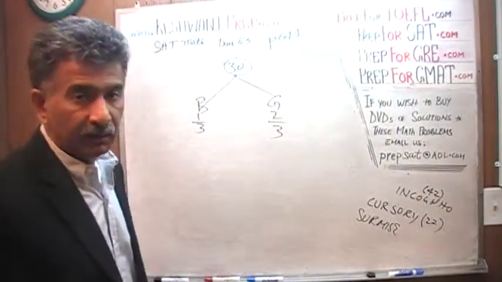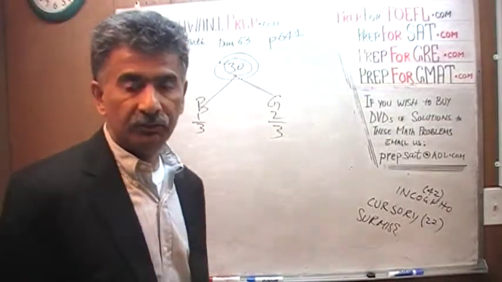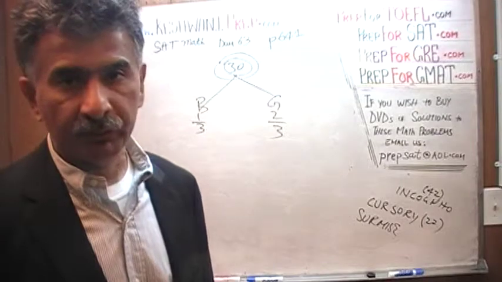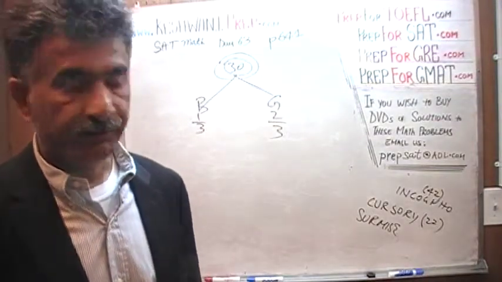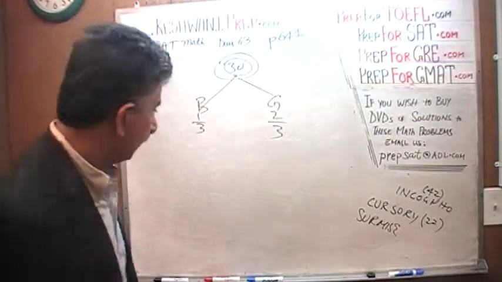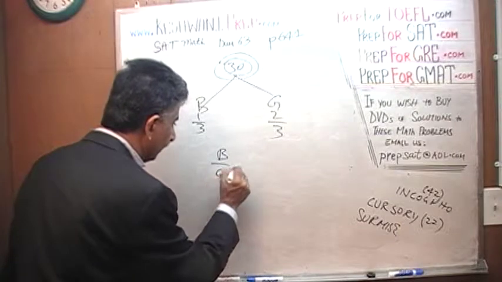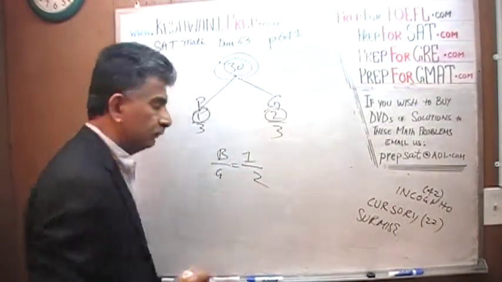And the fact that there are 30 students here actually plays no role. It doesn't matter whether there are 30 students or 3 students or 3 million students. If the odds of picking a boy is 1/3, the girls must be 2/3. Do you understand? So what's the ratio of boys to girls in this class? Well, the ratio of boys to girls in this class is, for every 1 boy, there are 2 girls.